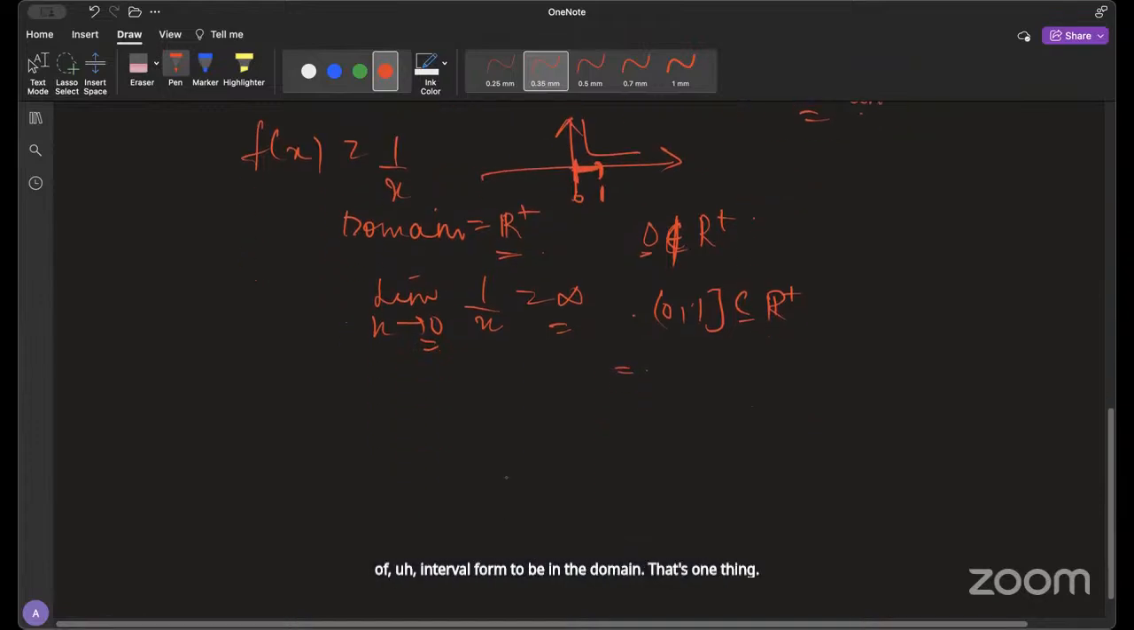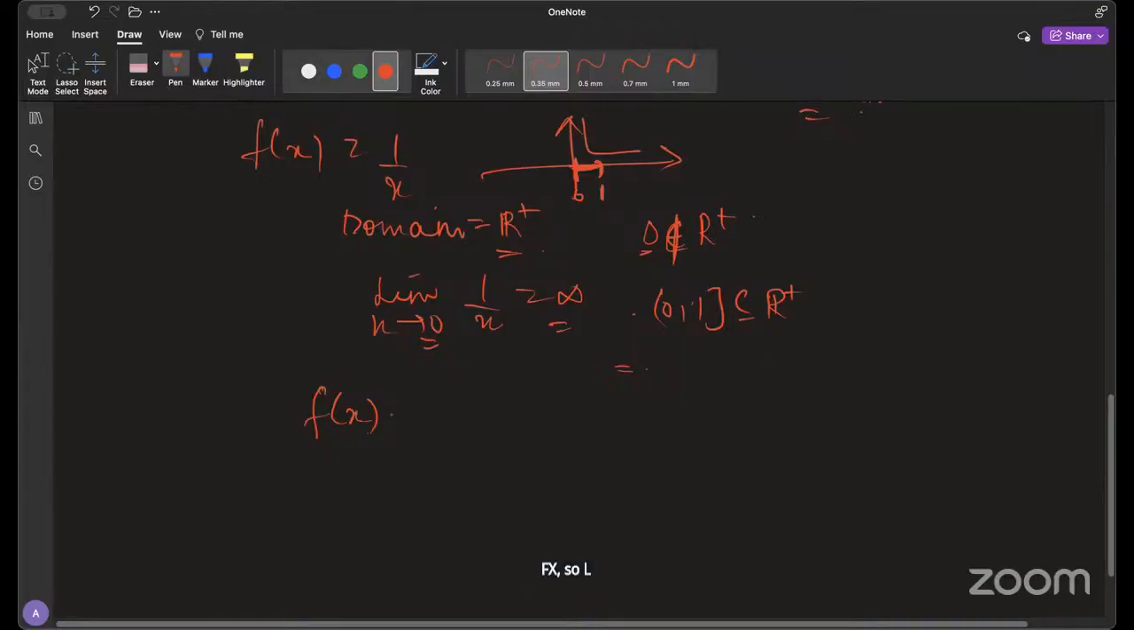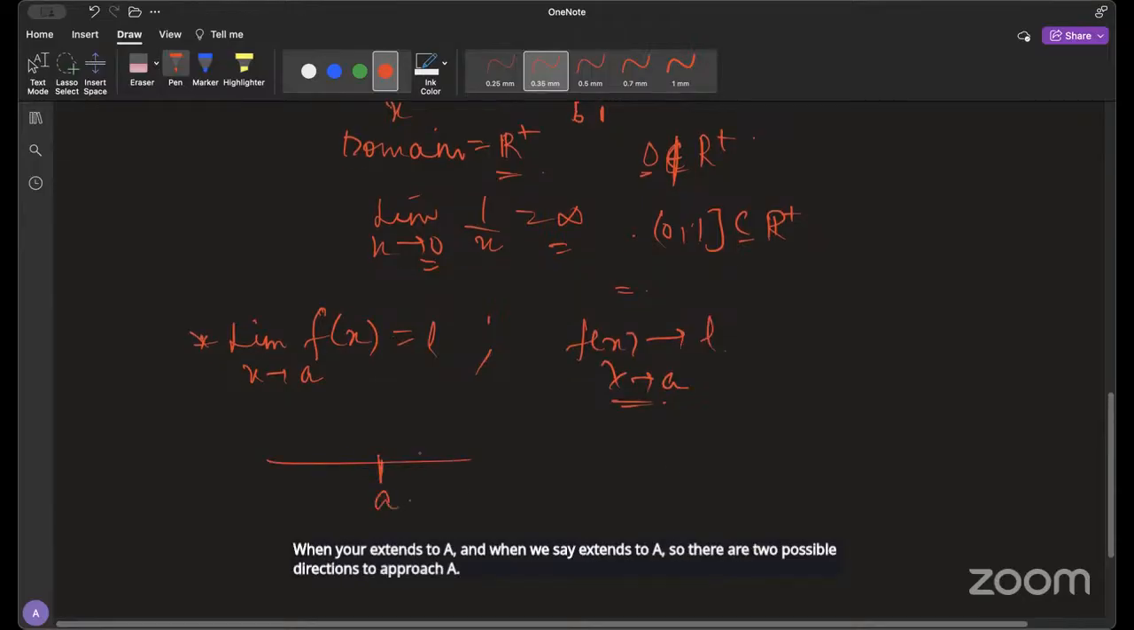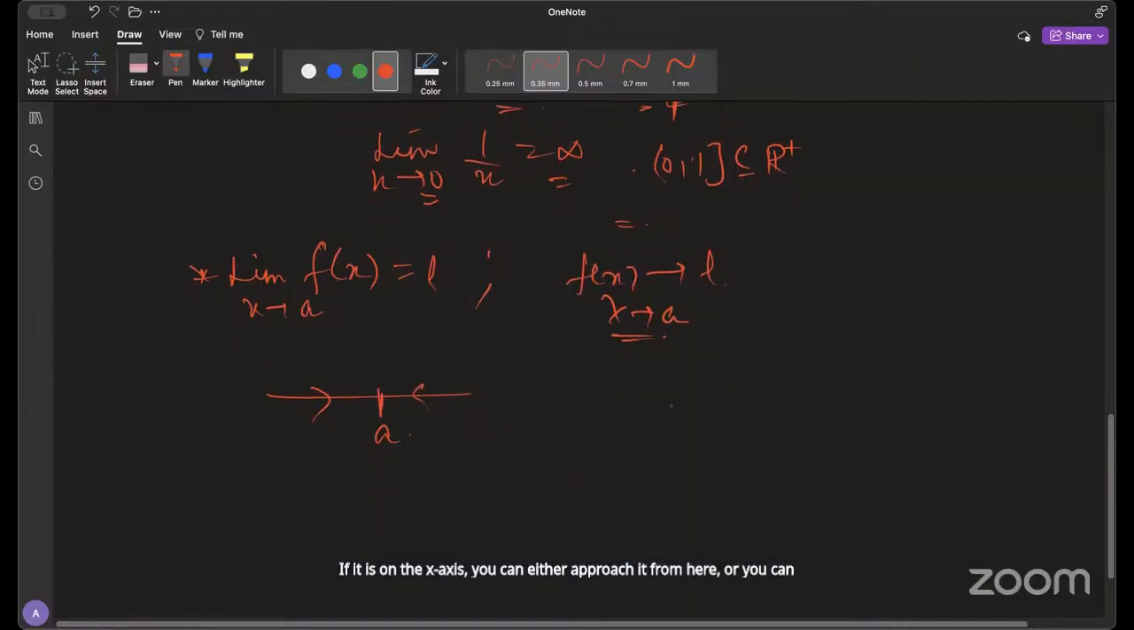That's one thing. And what exactly is a limit? L is called the limit of f when x tends to a, say. This means that your f(x) tends to L when your x tends to a. And when we say x tends to a, there are two possible directions to approach a. If your a is on the x-axis, you can either approach it from here or from here. So we denote these directions by this. This means you're approaching from the positive side. And this means you're approaching from the negative side.